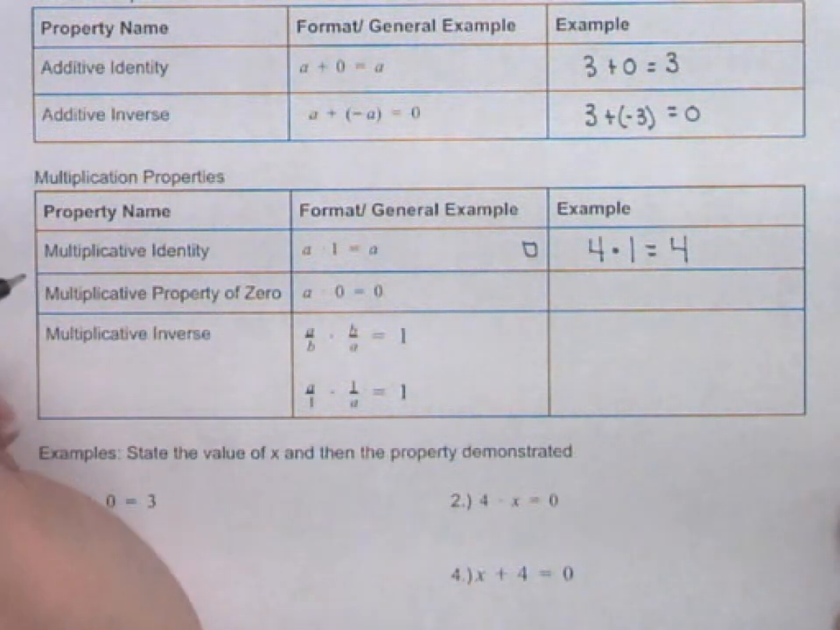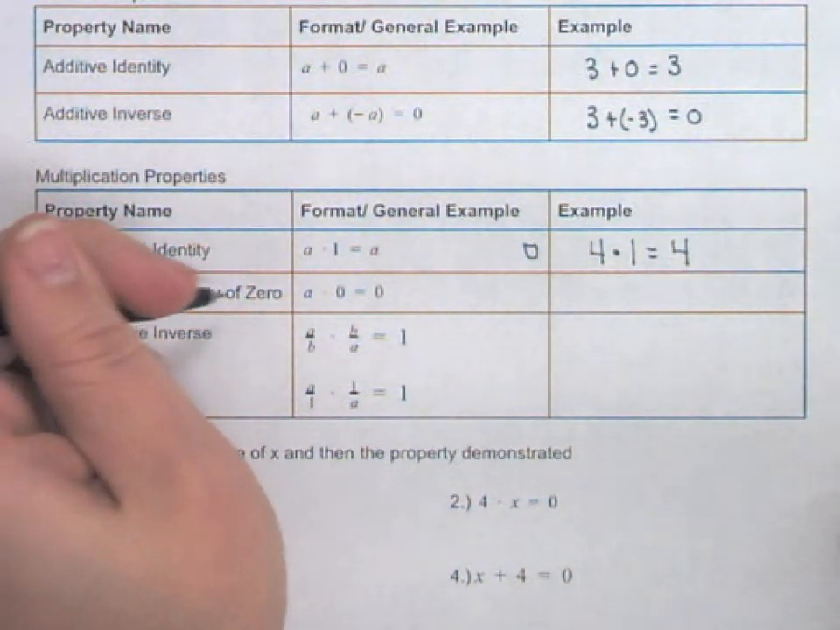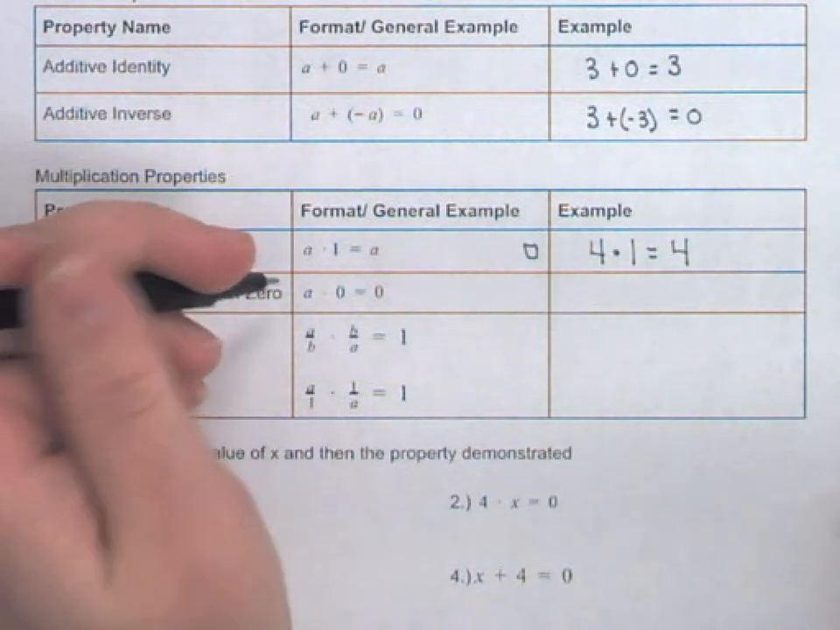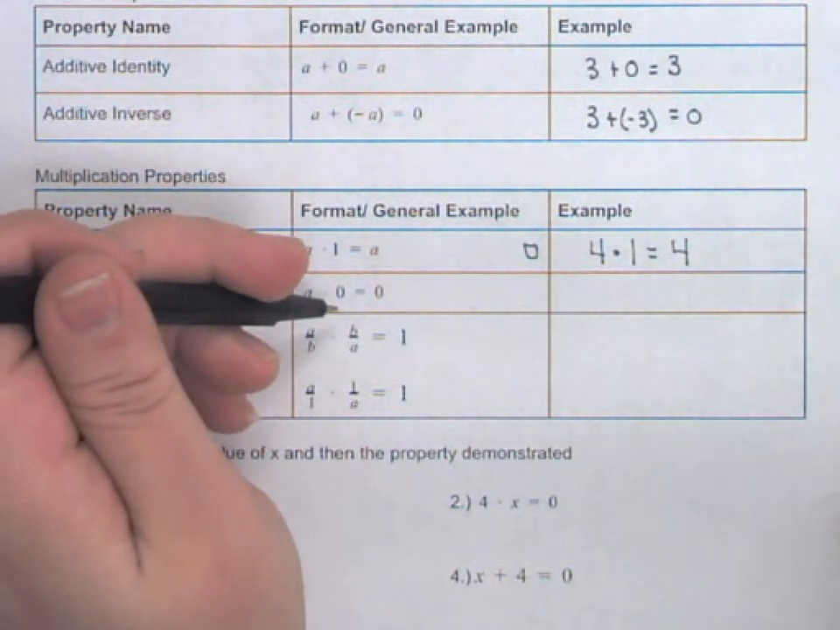Okay. Next, multiplication property, multiplicative, I call it multiplication. Multiplicative property of 0, it means anything that is multiplied by 0 is what?